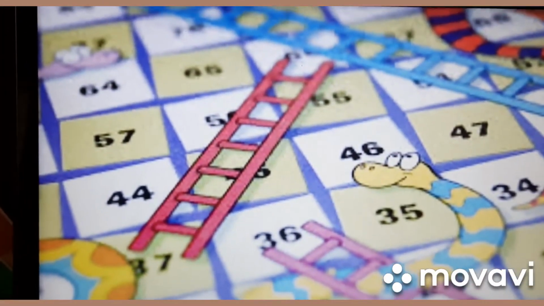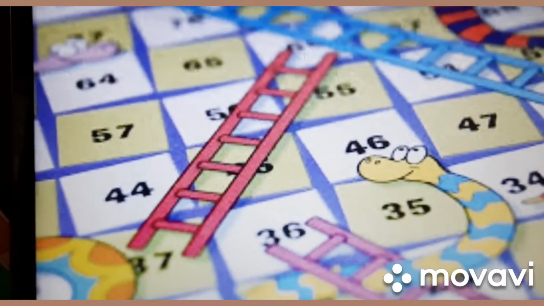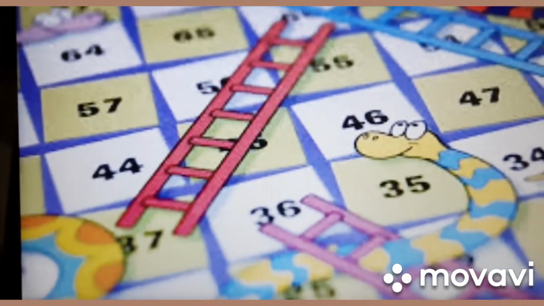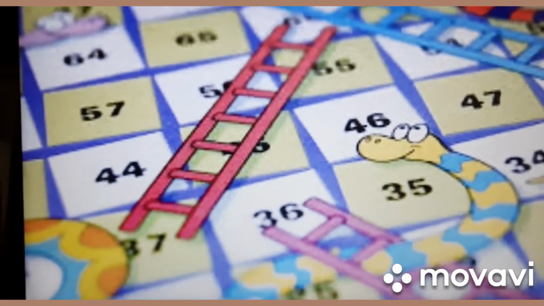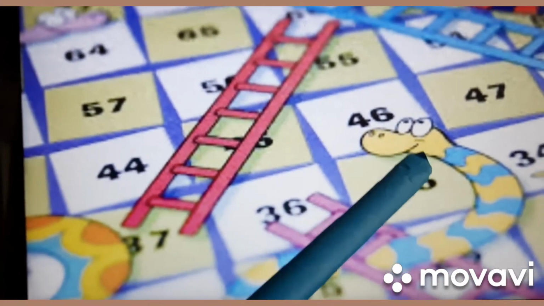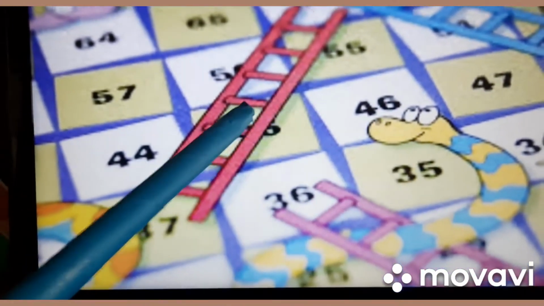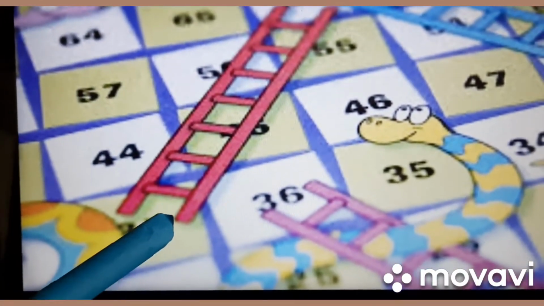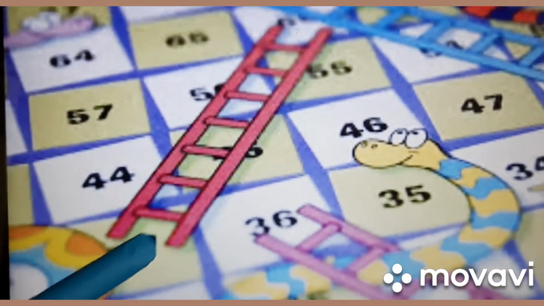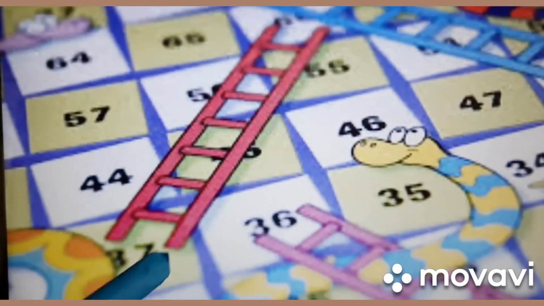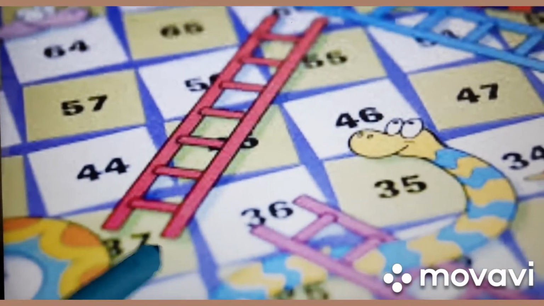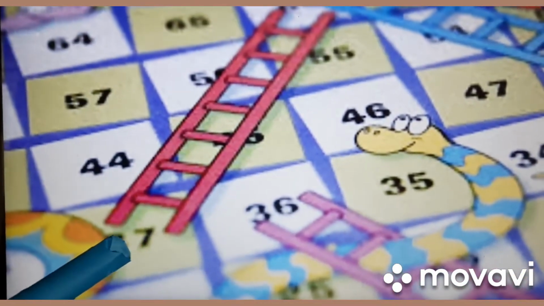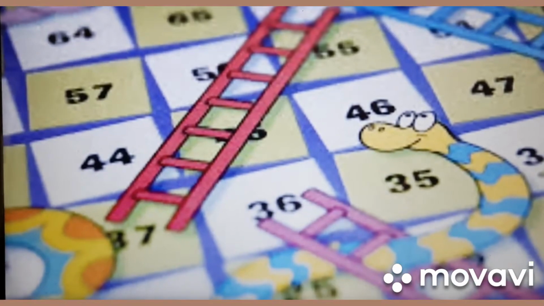Now, what is this? Yes. Sometimes you play this game with your parents and friends. Which game is it? Yes, snakes and ladders. Can you see this ladder? Yes, it is also in which position? Forward slanting line, isn't it? Yes. So, this ladder is also showing forward slanting line.